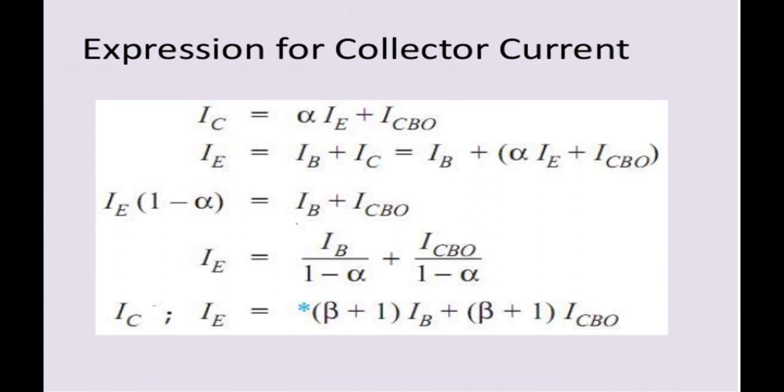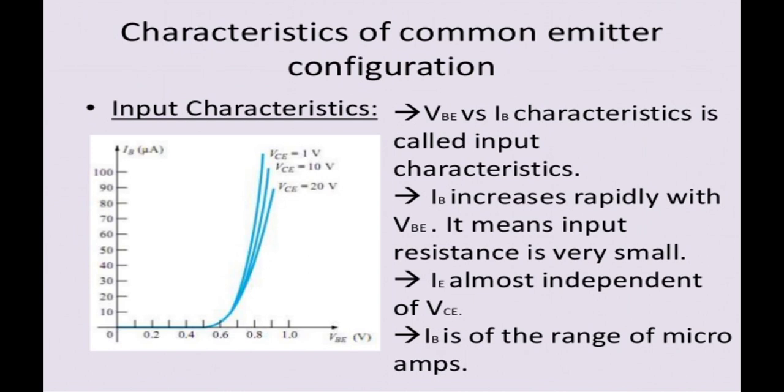ICBO, which means the collector base current. IE is equal to IB plus IC, and again we already know IC is equal to alpha IE plus ICBO. So put this value into it, and take IE common in this equation. So IE into 1 minus alpha is equal to IB plus ICBO. So IE is equal to IB upon 1 minus alpha plus ICBO upon 1 minus alpha. Okay, after this ICBO is negligible, so we can put this in the input characteristics of that.